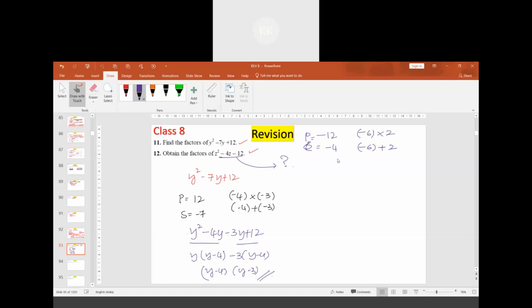Correct, no? Is the answer z minus 6 into z plus 2? Yes, sir. So once you obtain these two numbers, it becomes easy to write this. Isn't it?